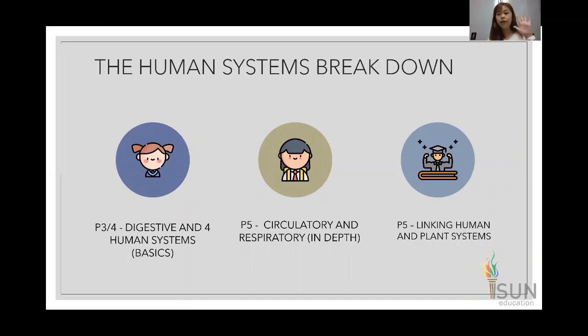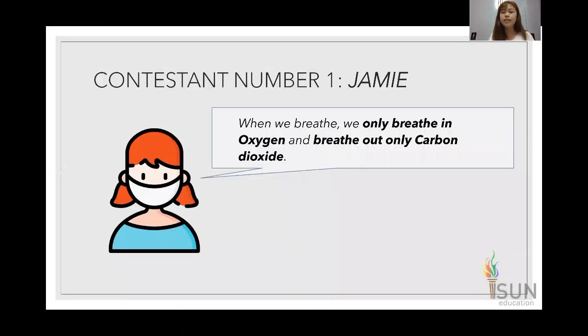Today we have 5 contestants with us and we are going to bust their misconceptions. Okay, let's go. Contestant number 1 is Jamie. Jamie says that when we breathe, we only breathe in oxygen and breathe out carbon dioxide. So how are we going to bust her misconception?